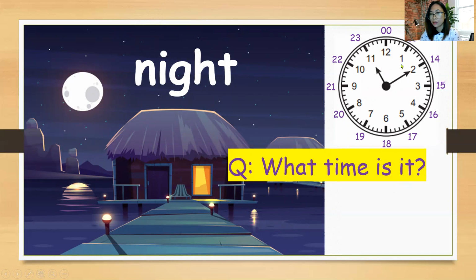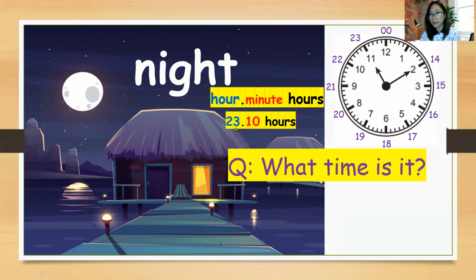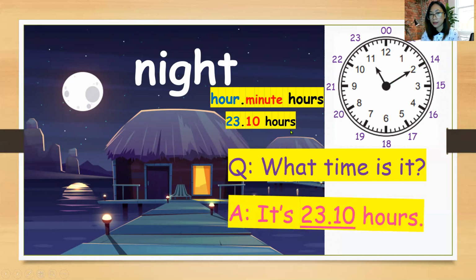Okay, so we start from 1, 2, 3, 4, 5, 6, 7, 8, 9, 10, 11, 12, 13, 14, 15, 16, 17, 18, 19, 20, 21, 22, 23. And the minute hand is pointing to number 10 here. Okay, look at our format and let's show the time. 23:10 hours. It's 23:10 hours.